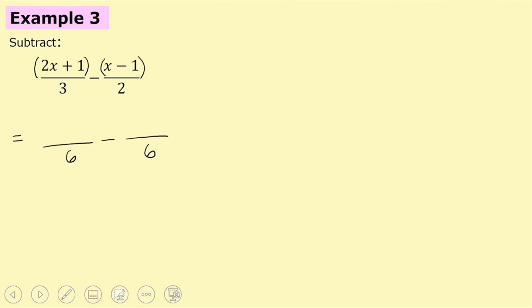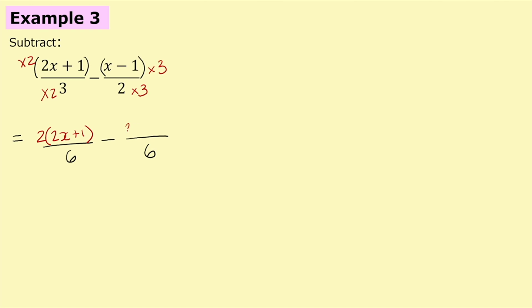And then how have I changed that 3 to become a 6? Well, I've times it by 2. Whatever I do to the bottom, I have to do to the top to get 2 bracket 2x plus 1. And then I've changed that 2 to become a 6 by timesing by 3, meaning I need to times the top by 3, to get 3 bracket x subtract 1. I am going to show you this just by missing out one step, so it's one less step of working.